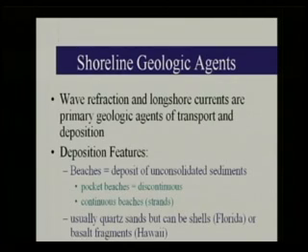We can have discontinuous little beaches that form. These are known as pocket beaches. A continuous beach would be known as a strand, and this is where we have a longer section of deposition of sediments. Usually when we think of beaches, we think of quartz sands, but it can also be shell fragments, such as some beaches in Florida, or even basalt fragments, as in some Hawaiian beaches.